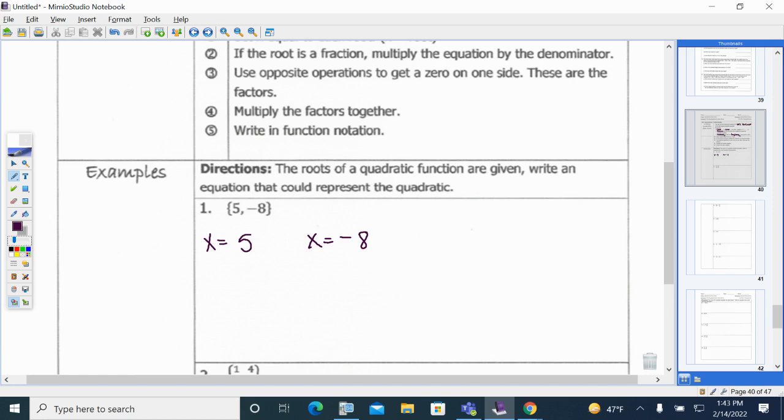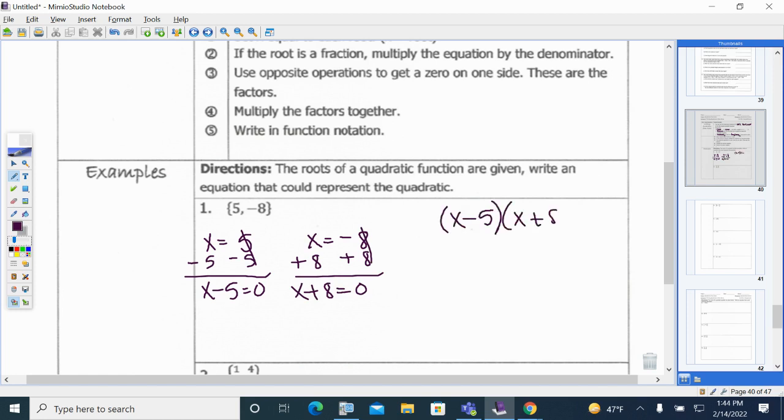We're going to take those roots and turn them into factors by getting a 0 on one side. So for x equals 5, we're going to subtract 5, and I will show this to you just once. So we get x minus 5 equals 0. For x equals negative 8, we're going to use opposite operations and add 8 to both sides, and we get x plus 8 equals 0. So I've just turned those into the two factors. We're going to take those two factors, which are x minus 5 and x plus 8, and we're going to multiply them together to come up with the quadratic equation.